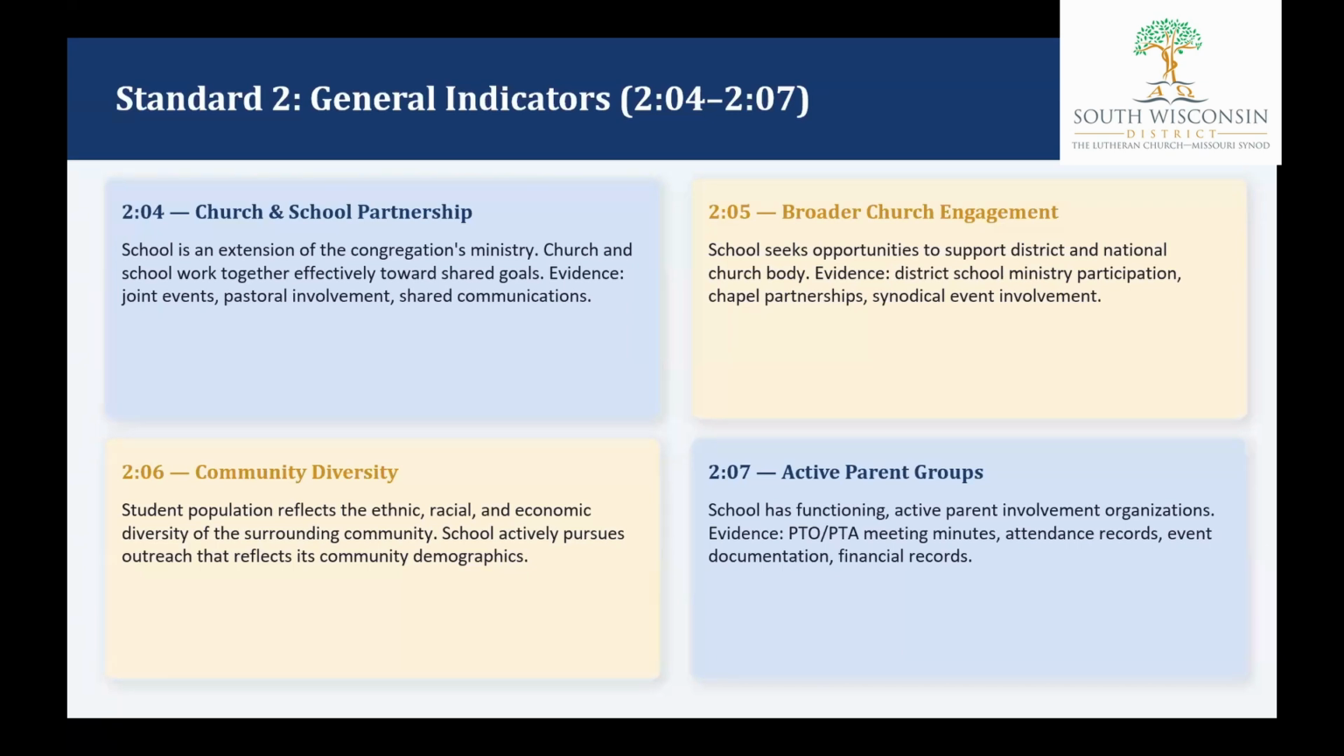Here in the general indicators, we see church and school partnership, broader church engagement, community diversity, active parent groups. I have been asked before about the broader church engagement and what that looks like. And you see here, school seeks opportunity to support district, national church body, district school ministry participation, chapel partnerships. Sometimes if you are a policy-based governance and this is rolled into the church side of things, the school gets a little bit confused. Well, can I claim that as a school item? Absolutely. So think of it overall. Because that shows your engagement in your church-school relationship. So don't discount that and think you have to mark yourself down.